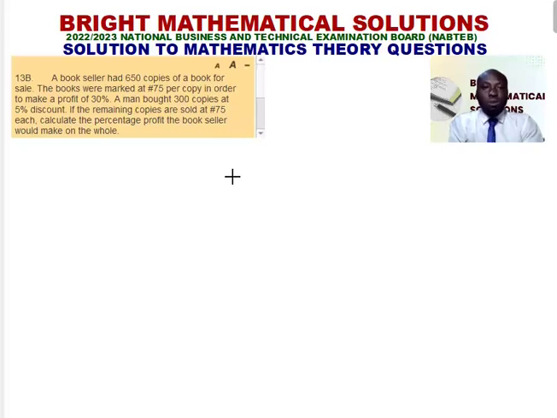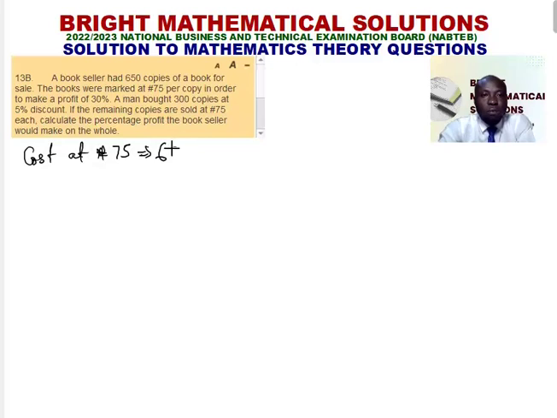if they were all sold at 75 naira. And that will lead us to the cost at 75 naira. So this will be 650 multiplied by 75, and that gives us 48,750.